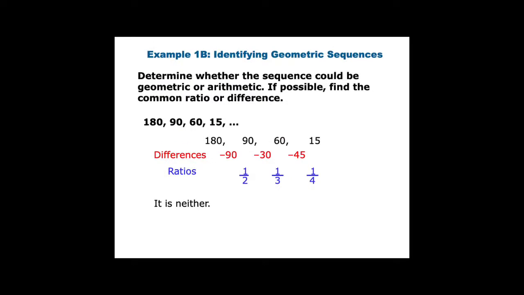And then the last example of these, determine whether the sequence could be geometric or arithmetic. So we lay them all out again. The differences are not the same and neither are the ratios, so it would be neither.